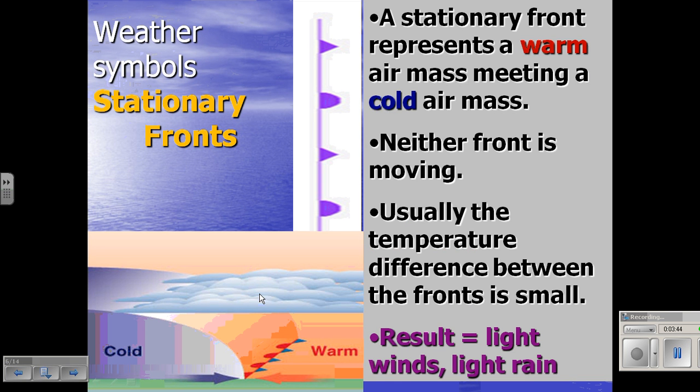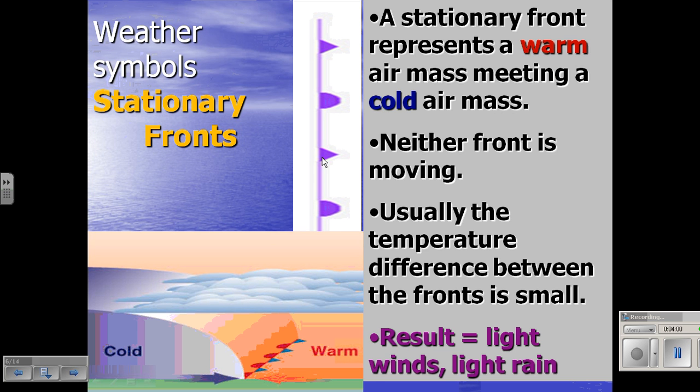Our stationary fronts, remember, this is the ones that I said that they're not moving because there's not enough difference in the temperature of the air. So it's a little bit cooler and it's a little bit warmer as opposed to cold and warm. This is the ones that are in purple here, and so it's showing that the air is not actually moving.